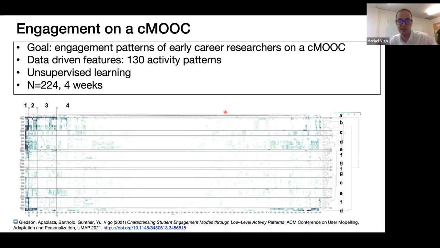So the literature says that there are three types of users: those that complete, right? Those that engage from the beginning to the end and complete the course. Those that are strong starters, whose engagement declines over time until they drop, and those who don't engage whatsoever.